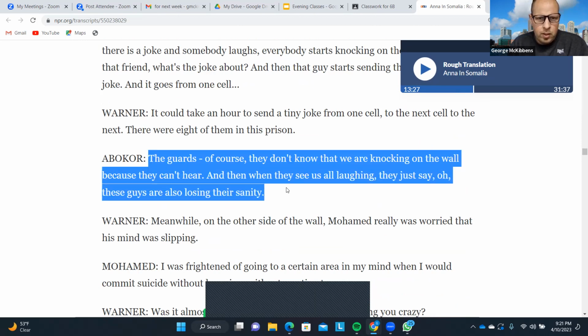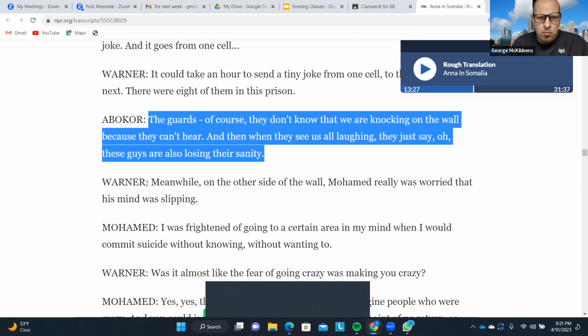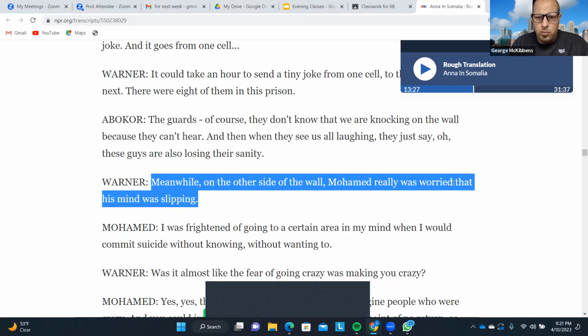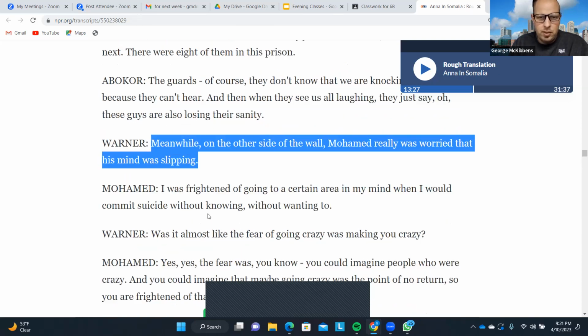Okay, here we go. Now, the guards, of course, don't know that we are knocking on the wall because they can't hear. And then when they see us all laughing, they just say, oh, these guys are losing their sanity. Meanwhile, on the other side of the wall, Muhammad was worried about his mind slipping. I was frightened of going to a certain area in my mind. So that's where the fragment began.